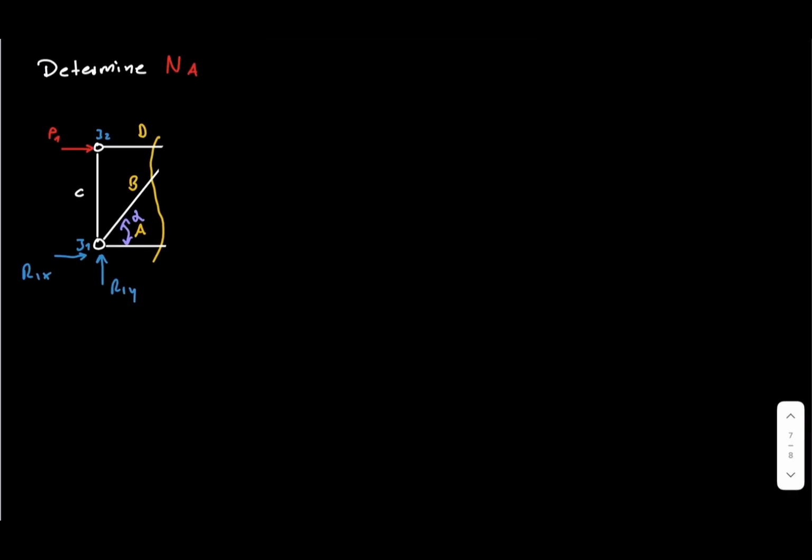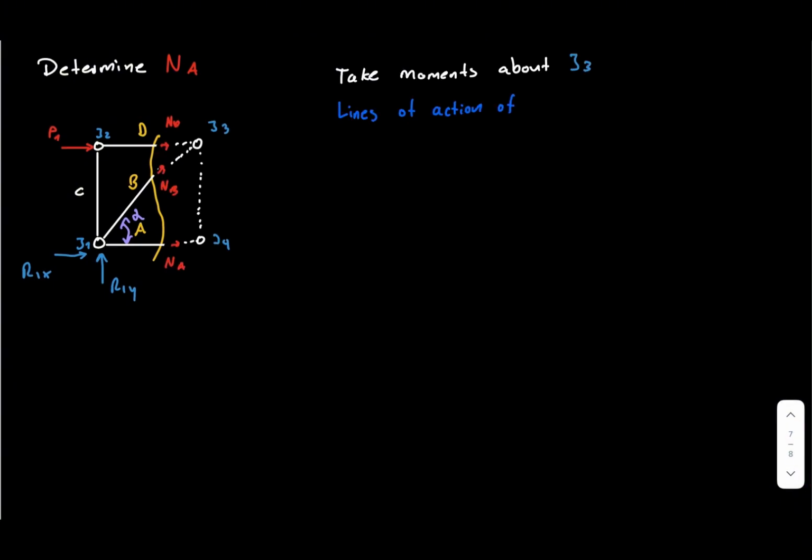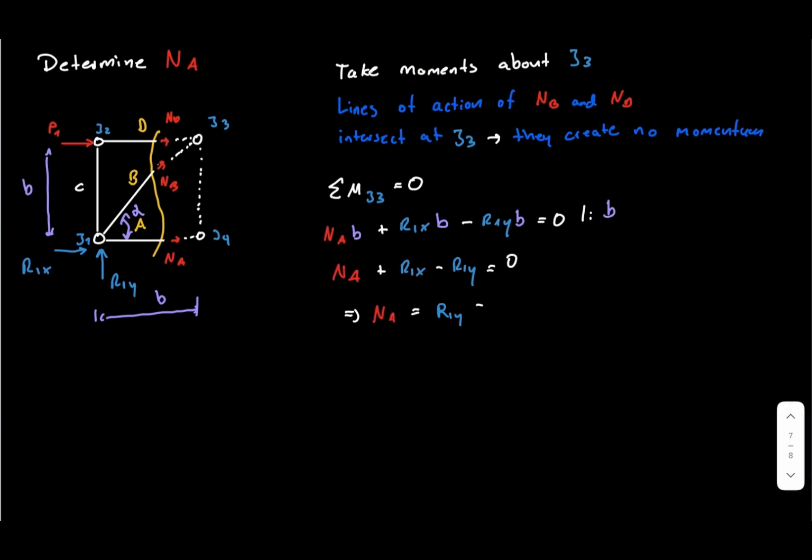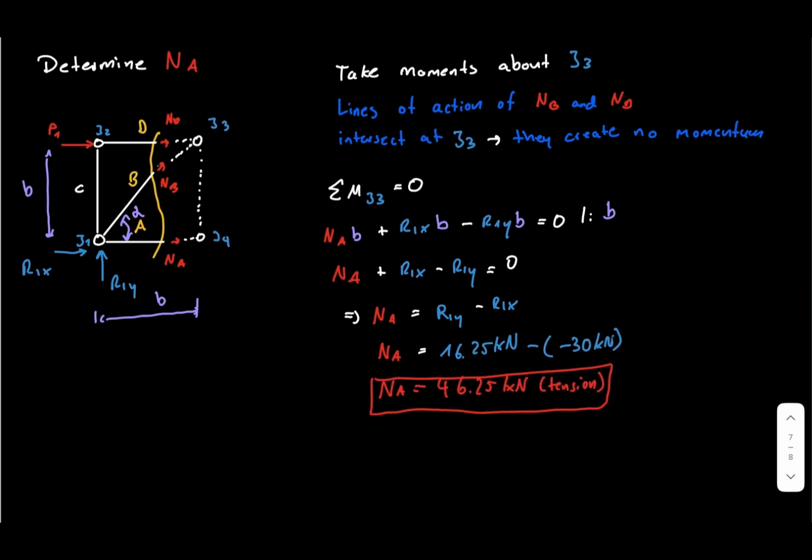Now comes the most useful part of the method of sections. Look at the lines of action of members B and D. They intersect at the upper right joint of our isolated section. If we take moments about this joint, both of these unknown forces disappear from the moment equation because their moment arms are zero. That leaves only member A together with the known support reactions. Taking moments about this joint and solving the equation gives 46.25 kilonewtons for member A. The result is positive, so our assumed tensile direction was correct. Member A is in tension.